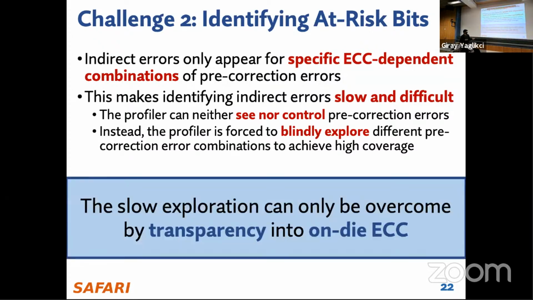This sort of slow exploration, we're saying, can only really be overcome by transparency into the on-die ECC at this point. In some sense, we're saying that the memory controller needs the ability to see past the on-die ECC and actually see what's happening in the physical bits. Otherwise, it can only infer what's happening based on what it sees after correction.